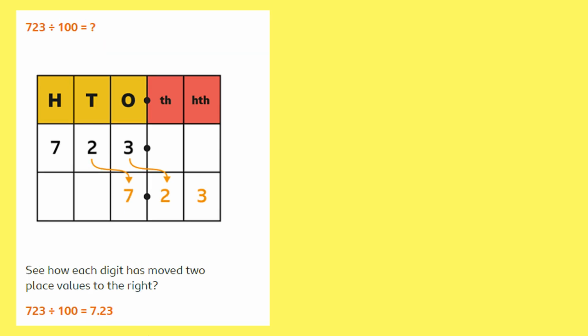our answer. Here we have 723 divided by 100. This time we are going to move our digits 2 places to the right. So we would end with the number 7.23.